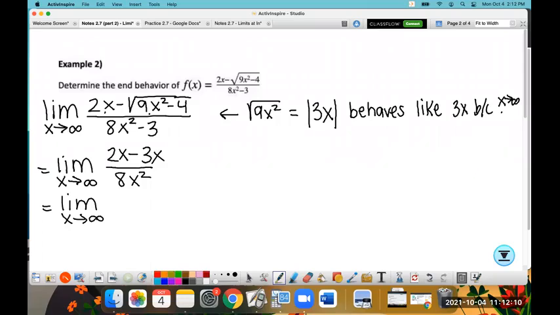(2x minus 3x). What is that? Negative x. Negative x divided by 8x squared. Negative 1 over 8x. Perfect. So it's all reduced, it's all simplified. Let's go off to the side and quote unquote plug in infinity.